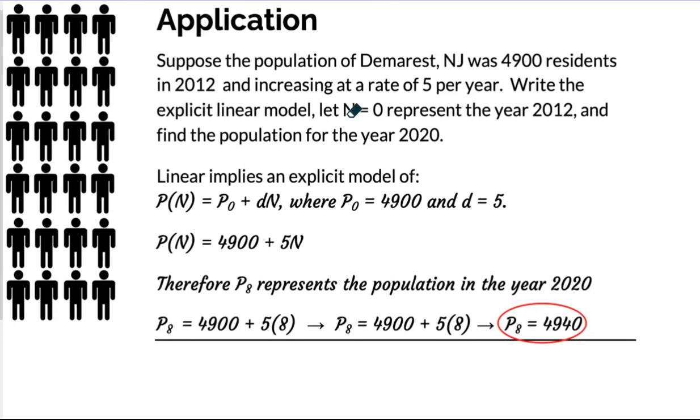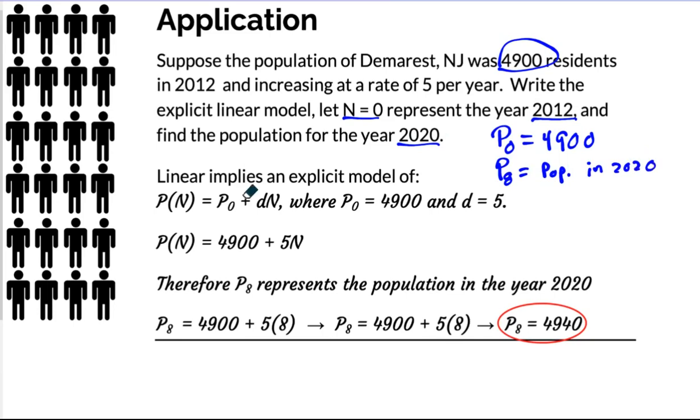We're going to say let n equals 0 be the year 2012. So that means that my P0 is 4,900, because that's the population for 2012. And we're letting 2012 be the starting population that we're tracking this for. So find the population for the year 2020. Well, how many years after 2012 is 2020? This means that P8 equals the population in 2020.